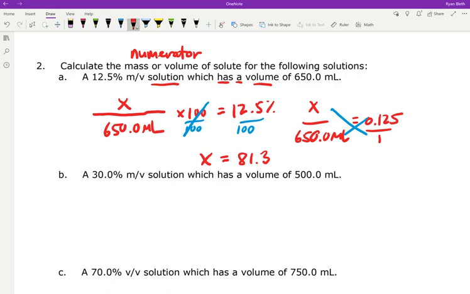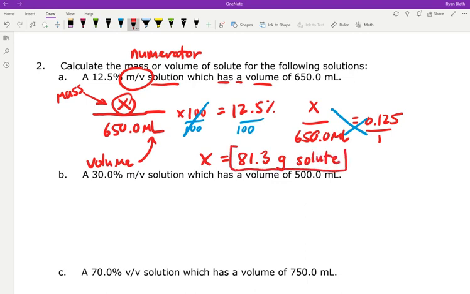Remember, this was a mass by volume solution. So the numerator up here needs to be a mass, and the bottom, which we see in milliliters already, is a volume. So we have a mass over volume. That means my x here needs to be in mass, and that mass then needs to be in grams. So 81.3 grams would be your answer. You could go a little further and say 81.3 grams of solute, just to clarify exactly what you're talking about.